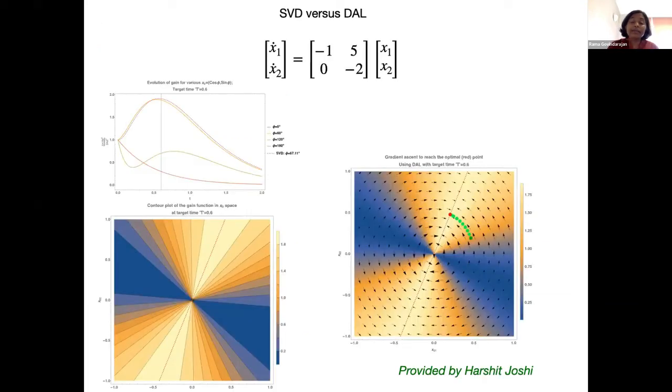Okay, so let's compare singular value decomposition to direct adjoint looping. This example has been provided by Harshit. He's done a very nice job of showing how this whole thing works. So he has taken this example, x1, x2, the whole dot is this simple matrix times x1, x2. It's exactly of the form that we've been talking about, a non-normal matrix where it has negative eigenvalues. So without any off-diagonal term, nothing will grow at all. But the off-diagonal term is bringing the non-normality and the interesting stuff here. Then he solved SVD, and can you see the dotted line here?